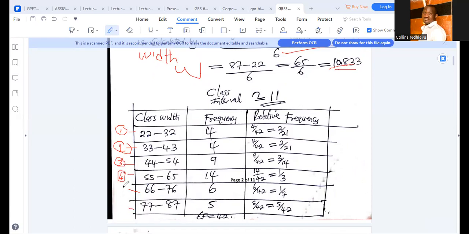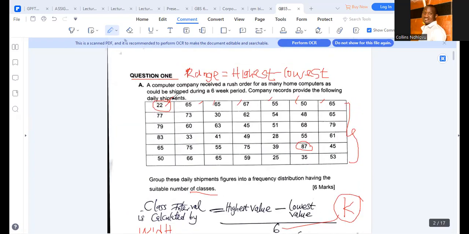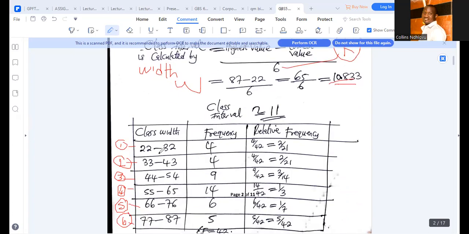We go for the width here, it's approximately 11. So we need to see our lowest value is 22. So start counting from 22 itself. 22 to 32, we have 11 there, because 22 is included here. So we have 22 to 32, which is giving us 11. We'll start counting 22 inclusive. Okay, so 22 to 32, we have that. Then 33 to 43.